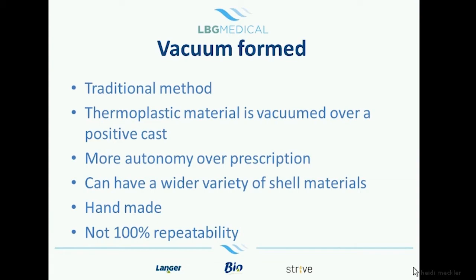Now, it does mean that you have a little more autonomy over your prescription because each separate component of the orthotic can be easily modified. Another benefit is that you can use a large variety of materials, anything from EVA right through to carbon fibre, anything that's heat moldable. And because it's a handmade procedure, your device is actually handmade, and that means a lot to some clinicians. The only thing with that is that repeatability may not be 100% accurate. So if you're ordering second and third pairs for a patient, it's not ever going to be 100% accurate. Very, very close to 100%, but it won't be 100% accurate each time.